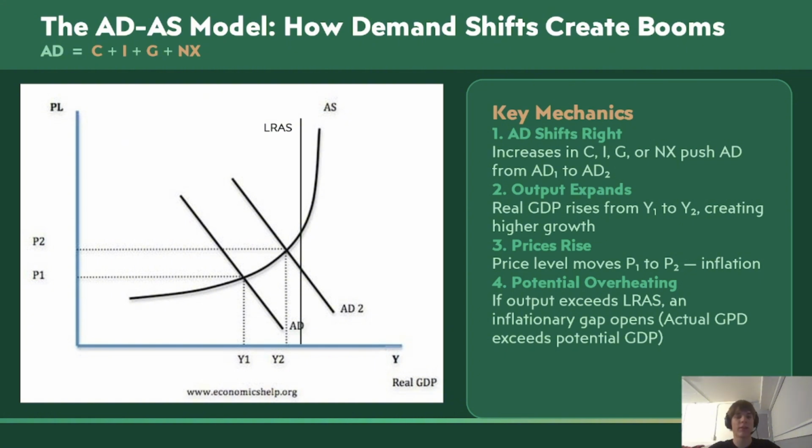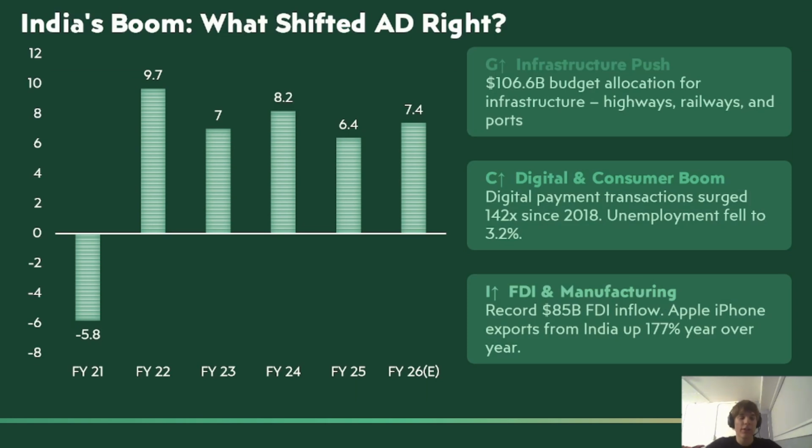Here's something to mention: if output exceeds long-run aggregate supply, an inflationary gap opens, which means that actual GDP exceeds potential GDP. Here's an example of India.